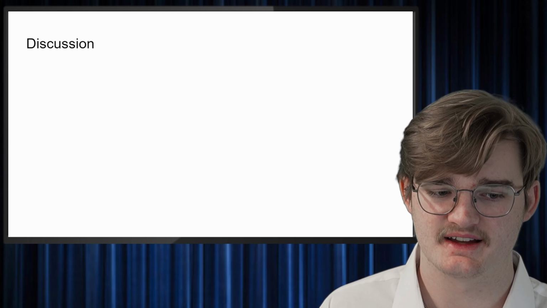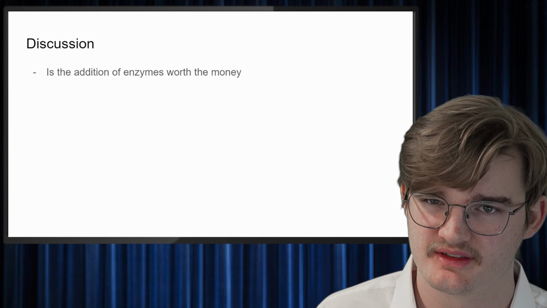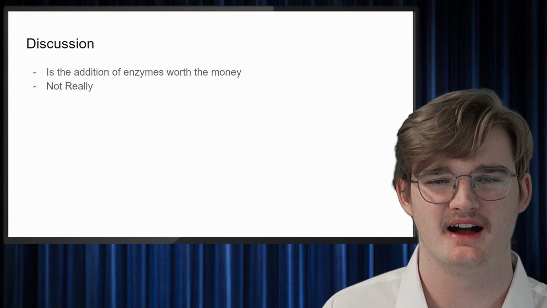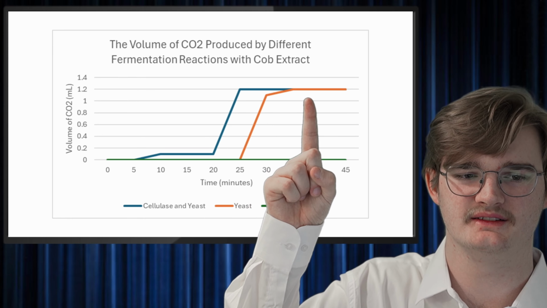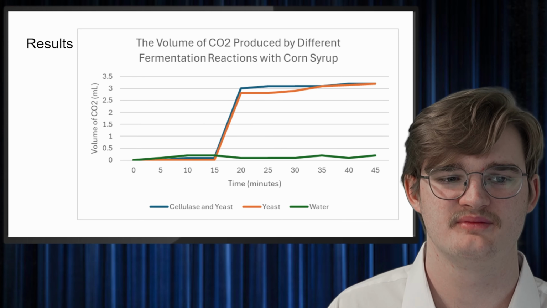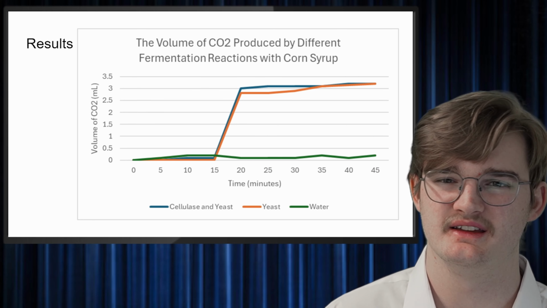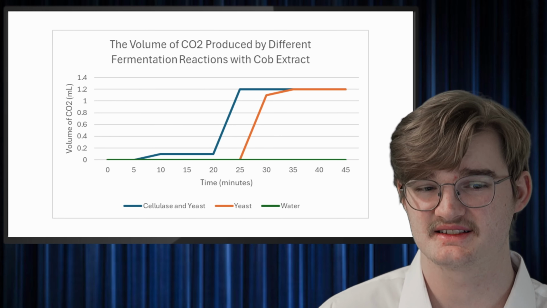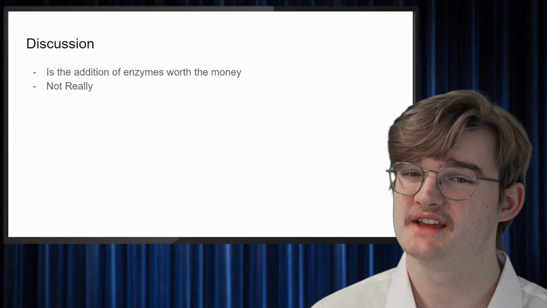So let's discuss what we have found here. Is the addition of enzymes worth the extra money it would cost for an extra yield? Not really. As we saw in these graphs here, it eventually, after only a couple minutes, goes back to the same amount of yield. So the ethanol and carbon dioxide being produced is the exact same after a little bit. So I would say no.